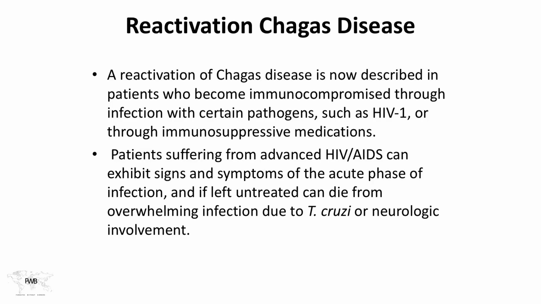Now, what about reactivation Chagas disease? This is now described in patients who are immunocompromised, such as HIV, or they've been on medicines that suppress the immune system. Unfortunately, patients suffering from advanced HIV/AIDS can exhibit all the signs and symptoms of an acute phase infection, even if it's been many years since that was acquired. Left untreated, they can actually go on to develop overwhelming infection, and they can actually end up, as we described in the acute, with neurological involvement, a meningoencephalitic picture.